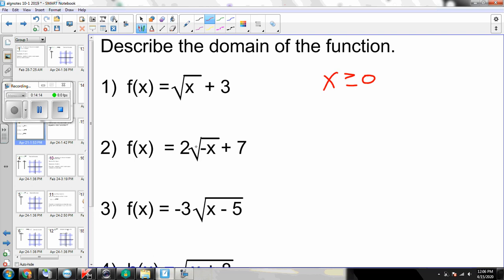On number 2, what values could x be? Well, under the radical, I have a negative x. So what's under the radical has to be greater than or equal to 0. So negative x has to be greater than or equal to 0. I need to solve this inequality for x, so I'm going to divide both sides by negative 1. When I do that, I have to flip my inequality sign, so that makes it x is less than or equal to, and 0 divided by negative 1 is 0. So the domain is all numbers less than or equal to 0.